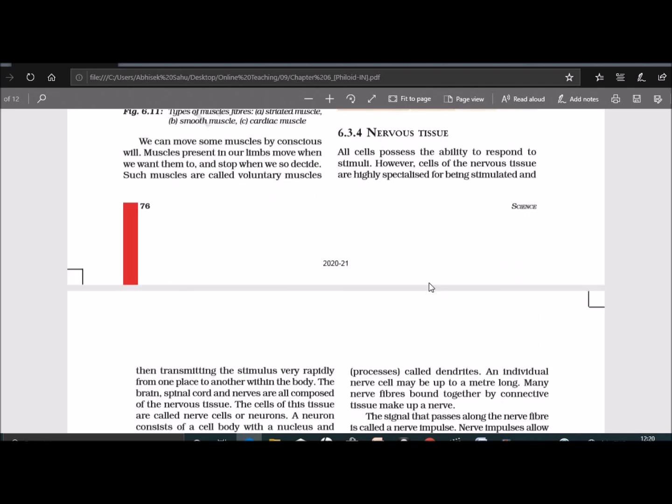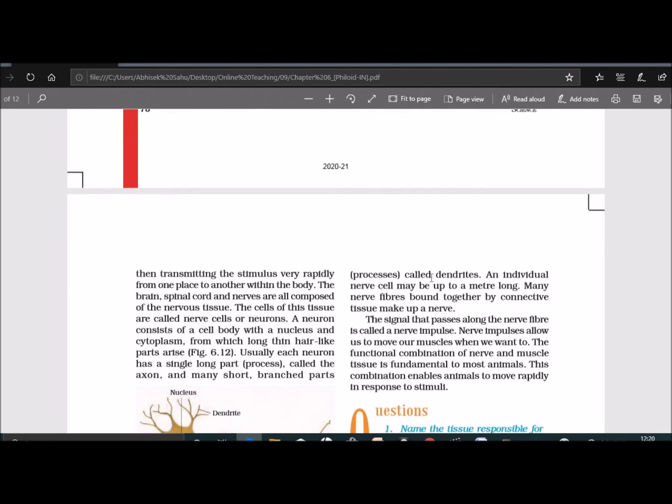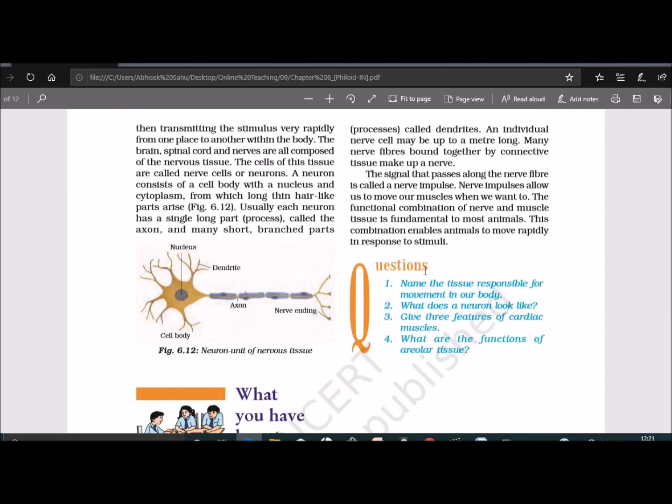The last animal tissue is the nervous tissue. All cells possess the ability to respond to stimuli. However, the cells of the nervous tissue are highly specialized for being stimulated and then transmitting the stimulus very rapidly from one place to another within the body. The brain, the spinal cord, and the nerves are also composed of nervous tissue. The cells of the tissue are called nerve cells or neurons.